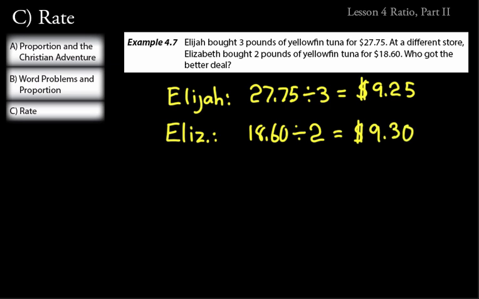So who got the better deal? Who had the lower price per pound on tuna? Well, that would be Elijah. Elijah got the better deal. His price per pound is less by 5 cents a pound. The key sentence in this problem is who got the better deal. We can't really tell by just looking at the prices or just the pounds. You have to compare dollars per pound to figure out what the better deal is.